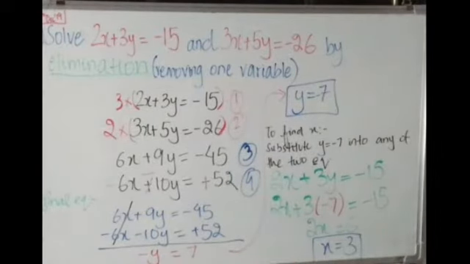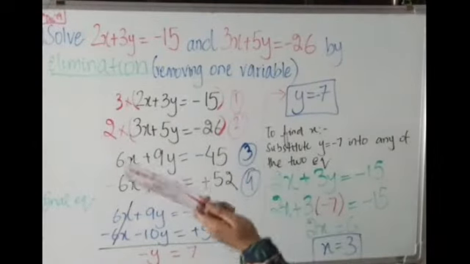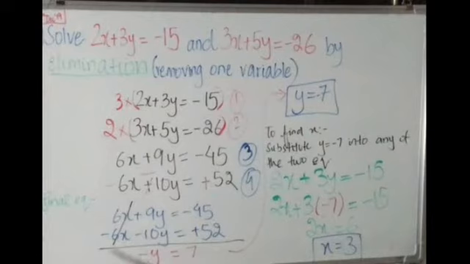So now our final equations are 6x plus 9y is equal to minus 45, and minus 6x minus 10y is equal to 52. Now we've got what we wanted originally, and if we add, 6x minus 6x is 0, meaning we have eliminated x, thus the word elimination. So it was 0 here, and plus 9y minus 10y would obviously be minus y, and plus 52 minus 45 is 7, which means y is equal to minus 7.